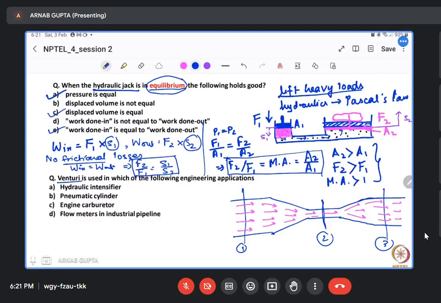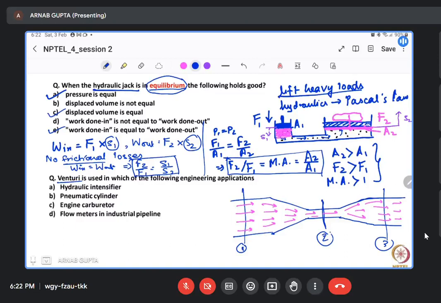Now, if we make certain assumptions, like there are no losses and the flow is steady, irrotational flow, and the viscous nature of the fluid is eliminated, or considered to be negligible. In that case, we can write that the energy of the fluid possessed at section 1 is the same as the energy of the fluid in section 2 and in section 3. That is the law of conservation of energy, right?